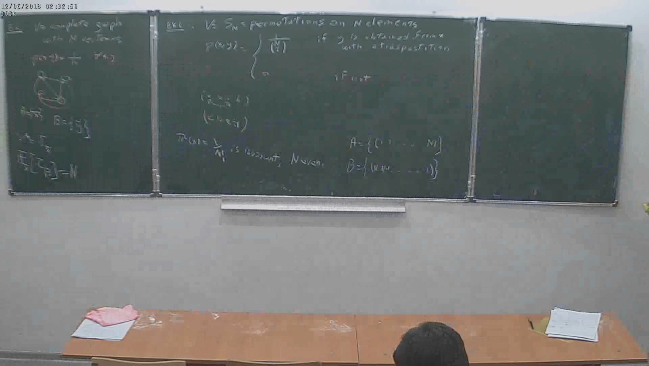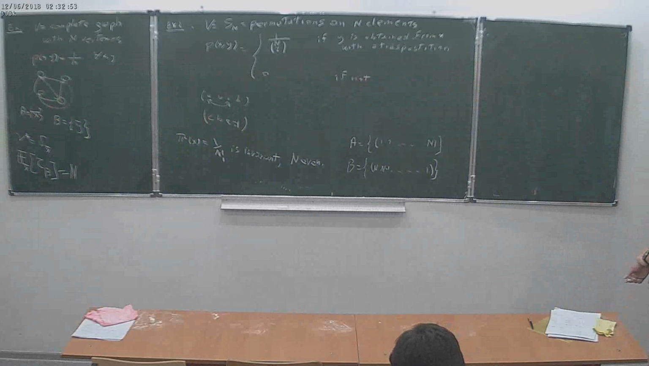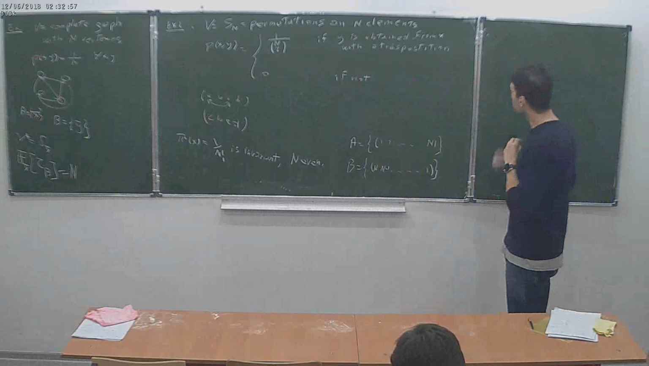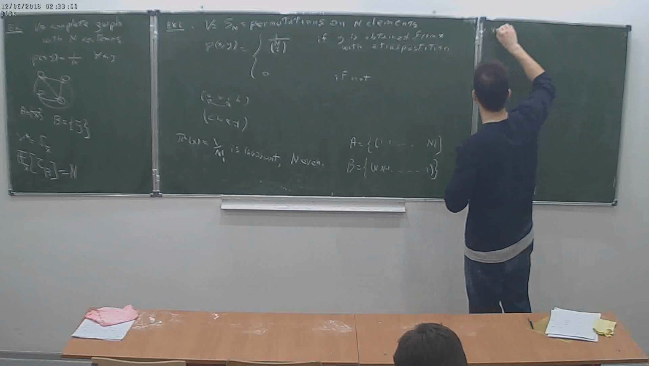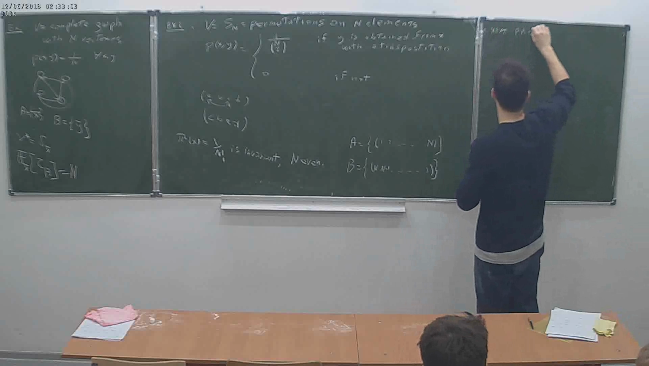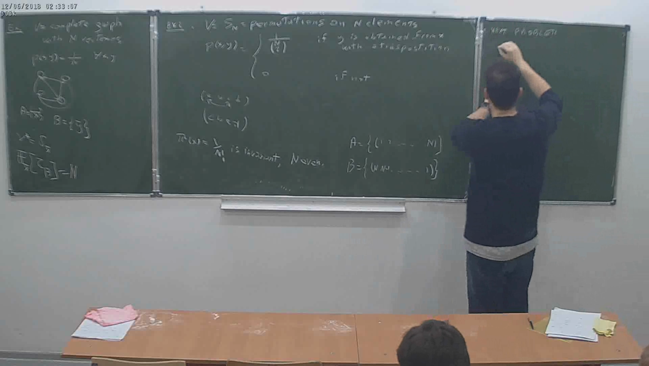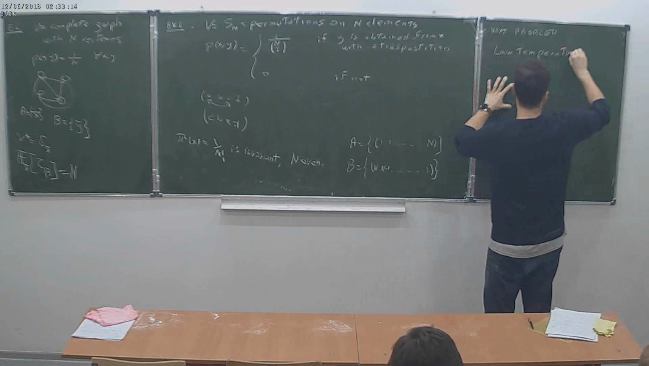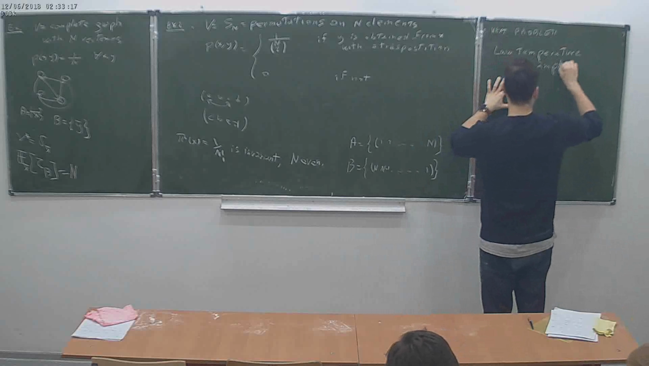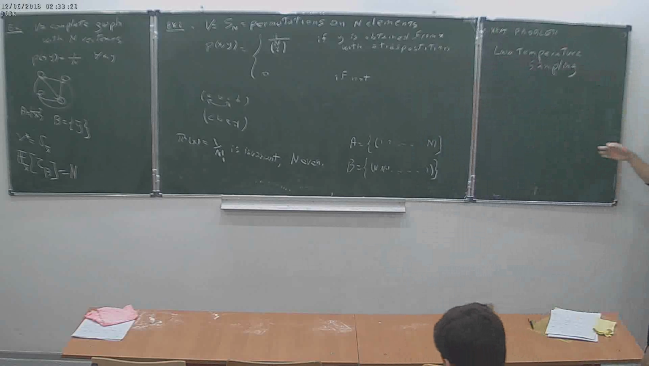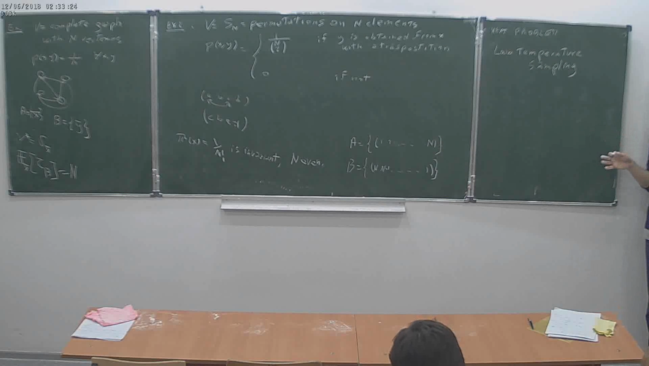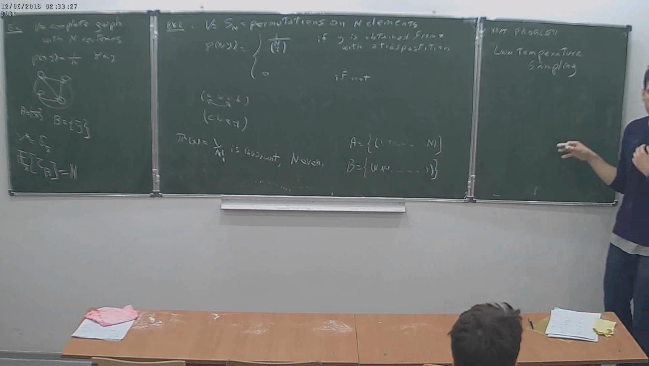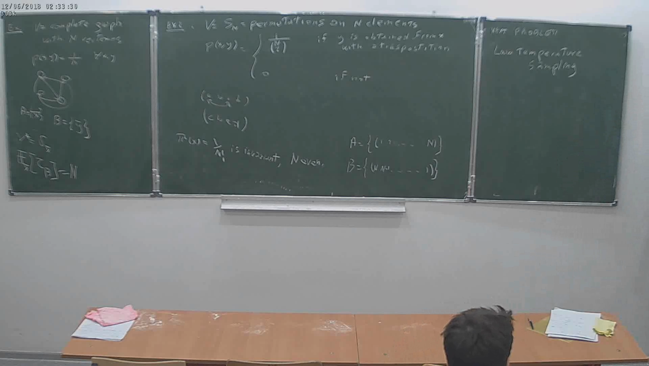And what I want to do next time is set the next problem: low temperature sampling. If you remember, what I told you is that we do these calculations in this simple framework of a finite graph. But all these are reproducible if you put them in a suitable functional analytic framework. They are just true for generic Markov processes with some good properties.